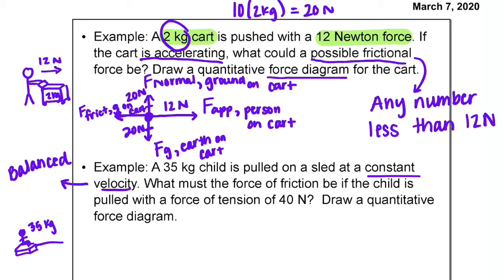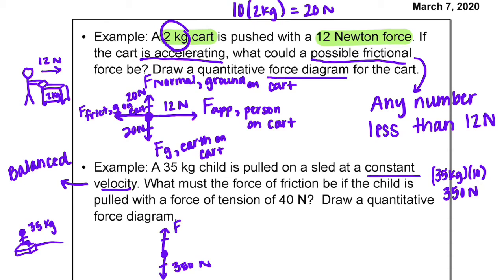So 35 kilogram child, I'm going to represent him with a dot instead of drawing the picture. I know that he's on Earth, so I know that there's a force of gravity, and this is the Earth on the child. And I can calculate the force of gravity by taking that child's mass, 35 kilograms, and multiplying it by 10. When I do that, I get 350 newtons. So my force of gravity is 350 newtons. Now the child's going at a constant velocity, so this means all of my forces are balanced. So force of gravity is going to be balanced out with a vertical force. Now that's coming from the ground.